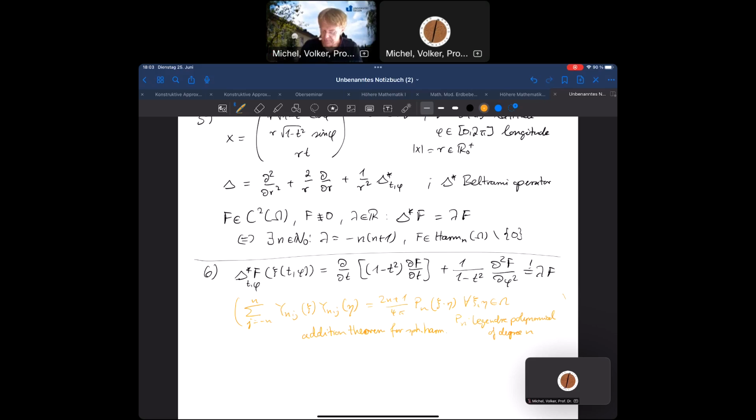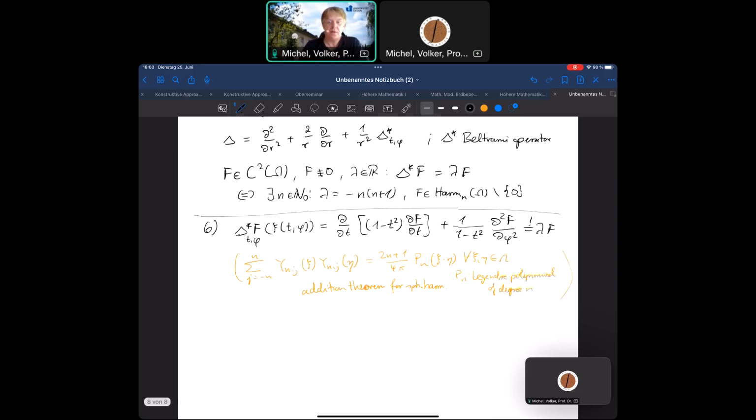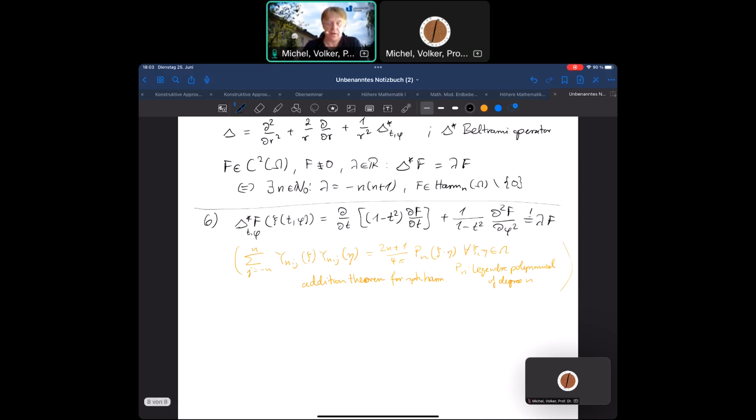For spherical harmonics, I will abbreviate. Okay, just as a comment here, because I think this should also be mentioned, that addition theorem is an important tool in spherical analysis. So it's coming back to our eigenvalue problem on the sphere, not the Legendre eigenvalue problem, the eigenvalue problem of the Beltrami operator.